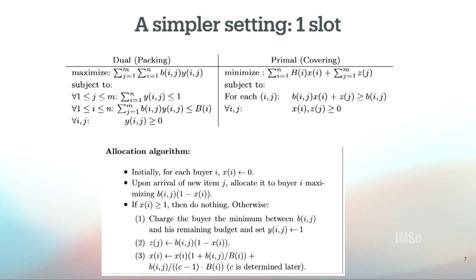Now, the question is how much will you charge? You are not necessarily charging the person exactly what they have bid. Maybe you will charge them something less. You will charge them less if they have less budget available. That is what this step is doing. Charge the buyer the minimum between Bij and his remaining budget, and then set Yij to 1. Setting Yij to 1 means the allocation is complete. This person has been assigned this item and he has been charged.